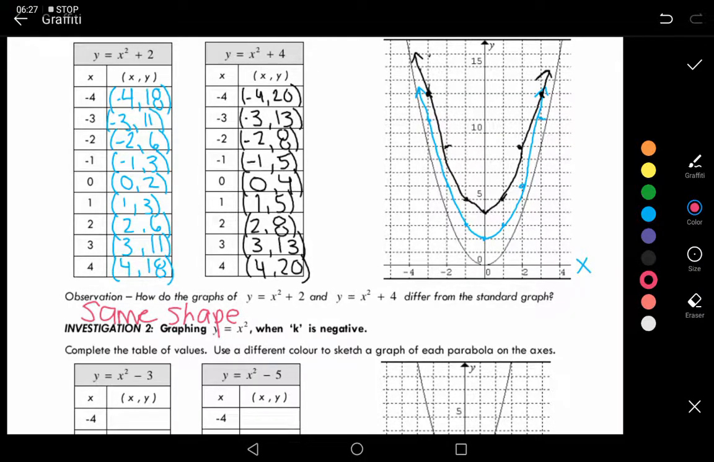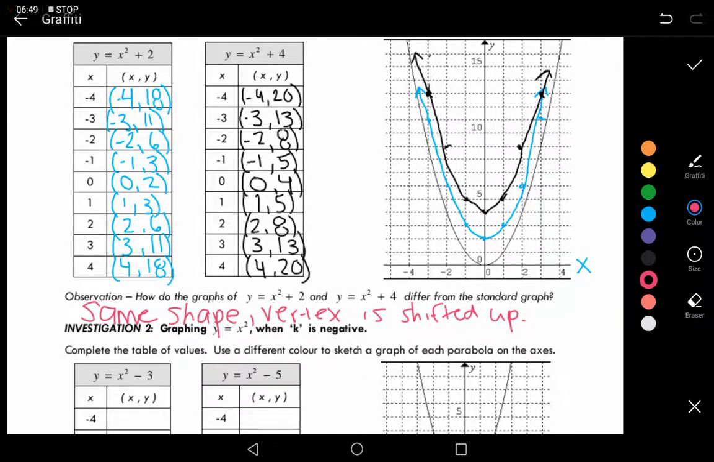But that whole graph is shifted up, right? So how we're going to write that, remember the lowest point on this graph is the vertex. So we're going to say that the vertex is shifted up. The vertex is shifted up. Okay, and we can see that.